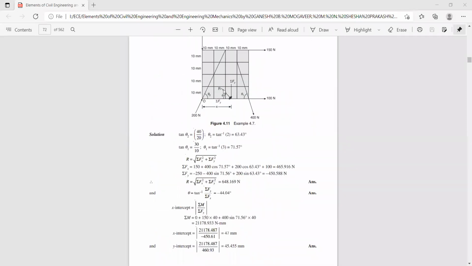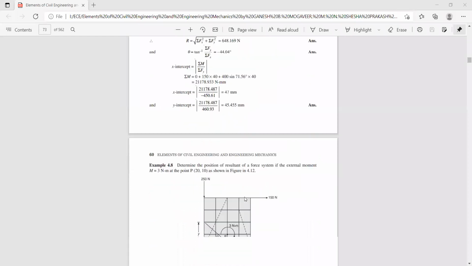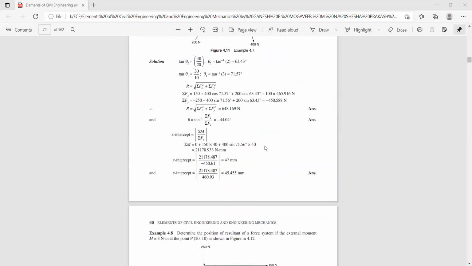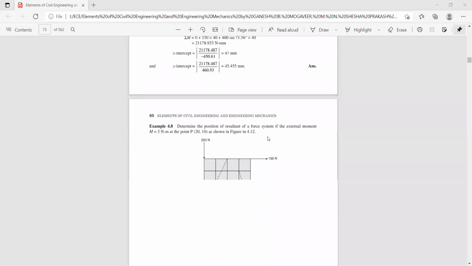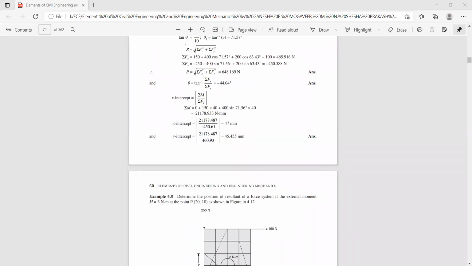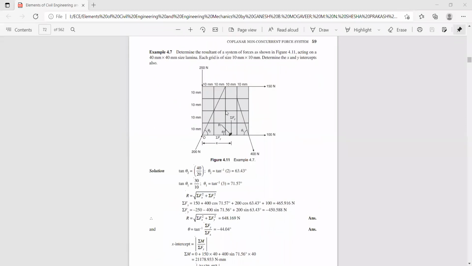Only thing is here at point P, there is an existing moment of 3 Newton meter. That is the only difference. All the other things are the same. The resultant value is also the same, and theta is also the same, 44.04 degrees, and the x-intercept.